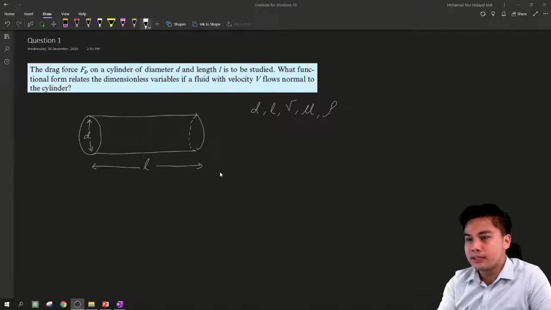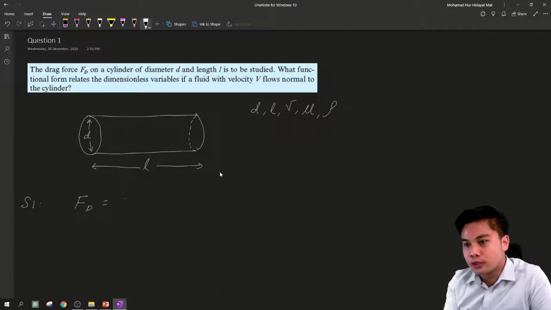After we know this, we need to form the function. So step number 1, form the function: the drag force Fd, the dependent variable, is a function of the independent variables. So Fd equals f of d, l, velocity, mu, and rho.